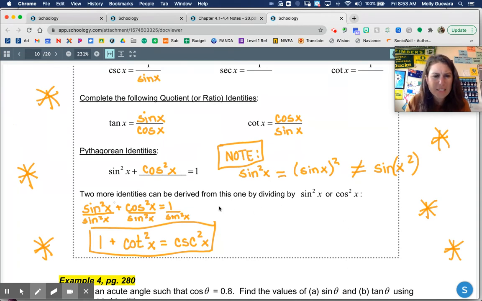And then it says I can do another one by dividing by cosine. So let's go ahead and do that. I'm going to rewrite my Pythagorean identity, just sine squared of x plus cosine squared of x equals 1. And now let's see what happens when I divide by cosine squared of x.